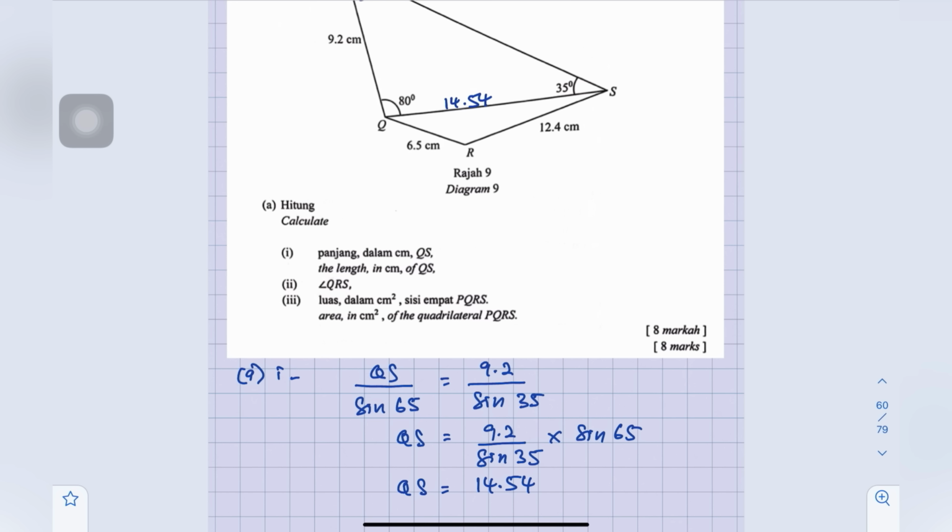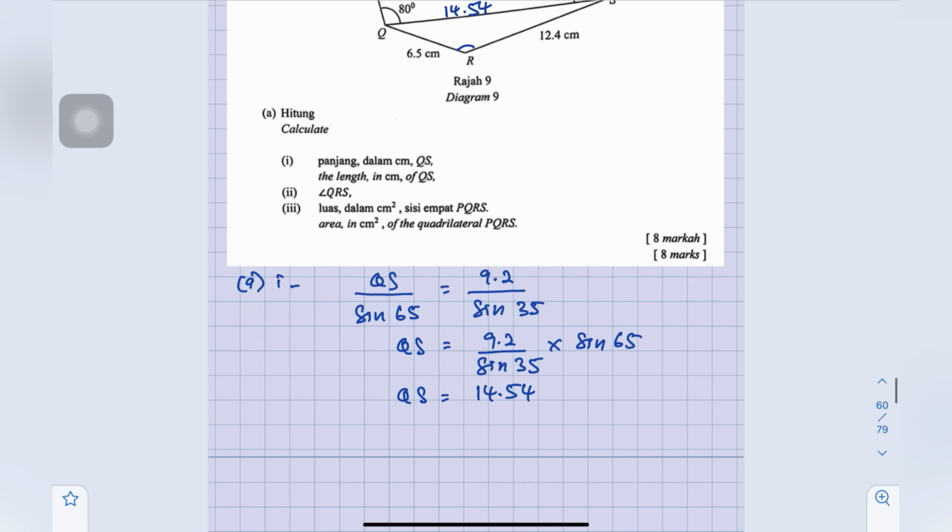So this is 14.54. Roman 2, calculate the angle of QRS. Okay, so we are going to find QRS. This angle we can use the cosine rule. So for Roman 2, we use the cosine rule. The length opposite the angle is 14.54 squared equals 6.5 squared plus 12.4 squared minus 2 times 6.5 times 12.4 cos QRS.